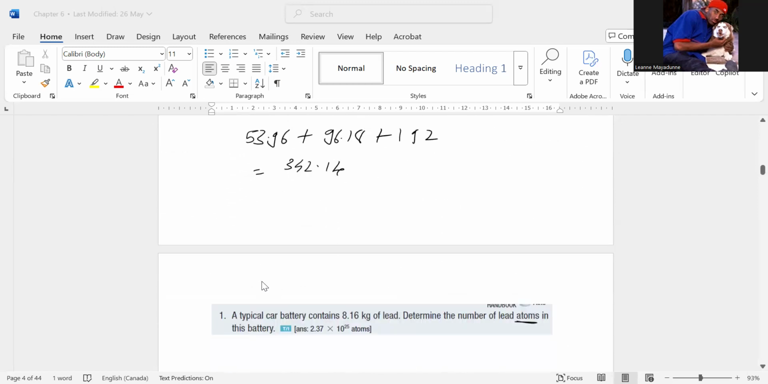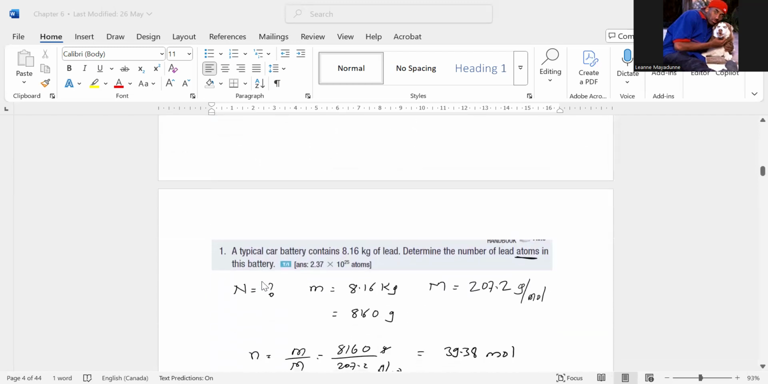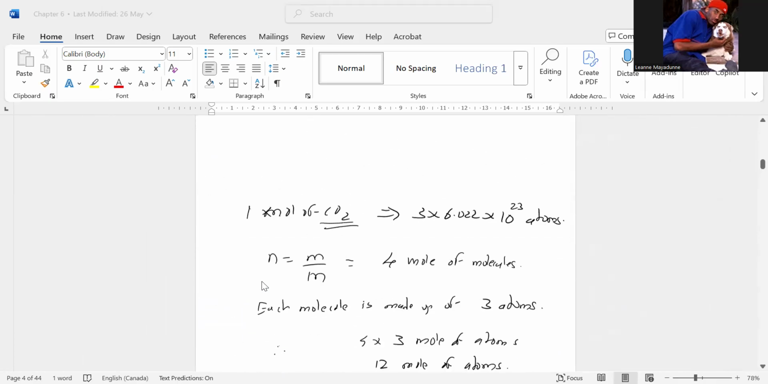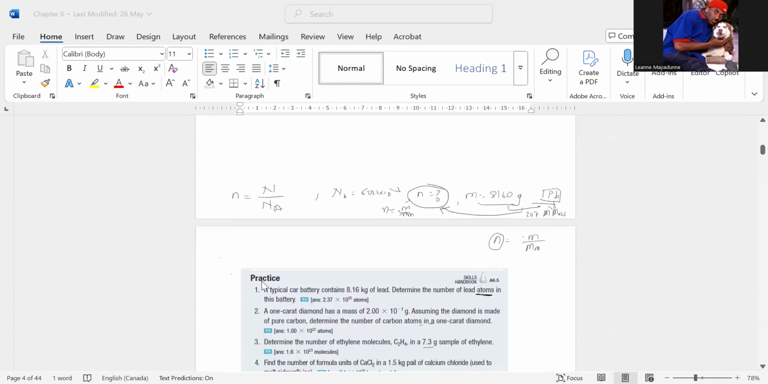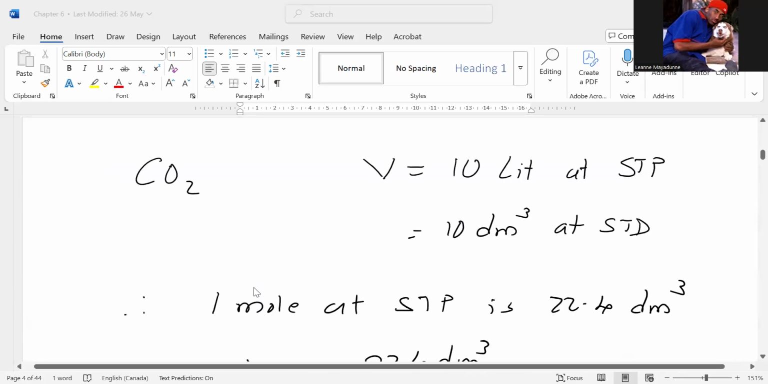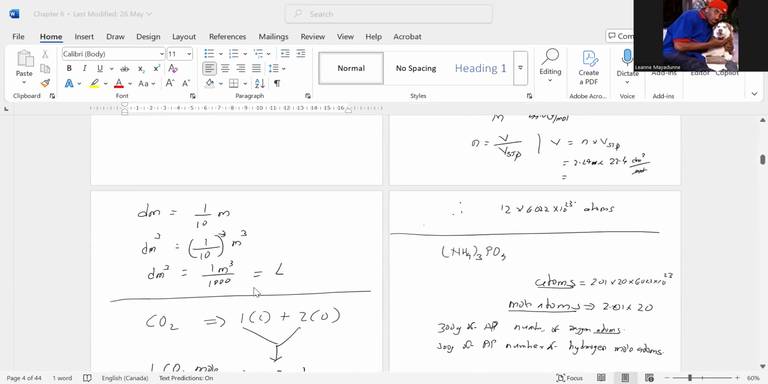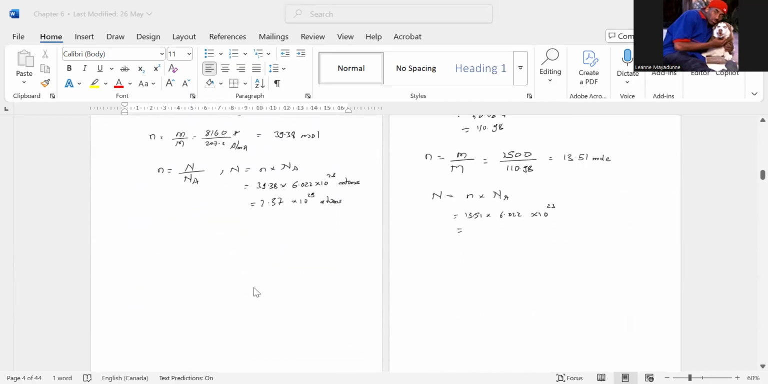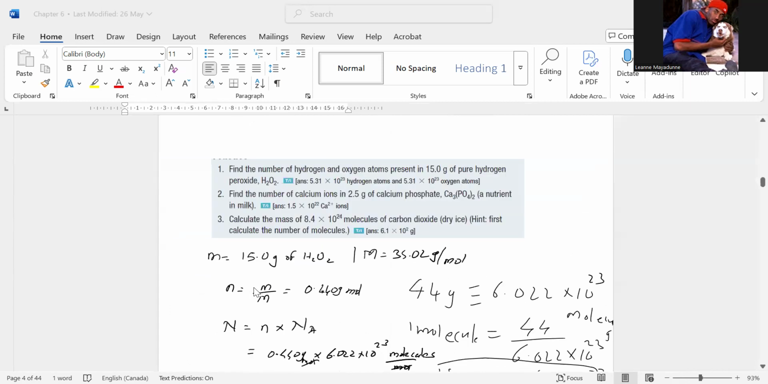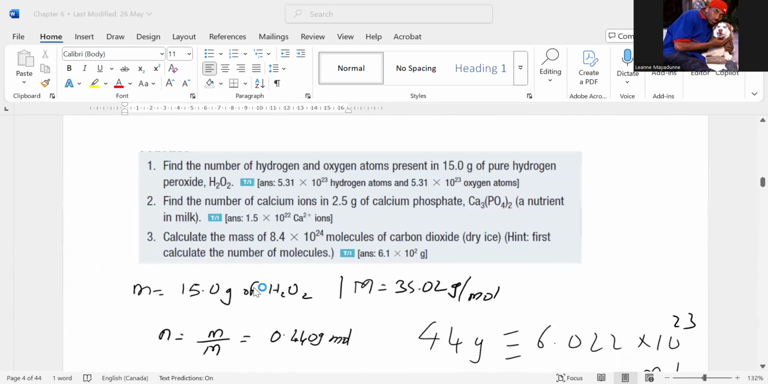Then, can you just verify if we did this? I believe this was done. And atoms. Okay, did we do this problem? Can you check all of these? Yes, we did. Okay, then I think we are good. I'll just check if anything is pending from that unit. Okay, let us do this problem then. So find the number of hydrogen and oxygen atom present in 15 gram of pure hydrogen peroxide.